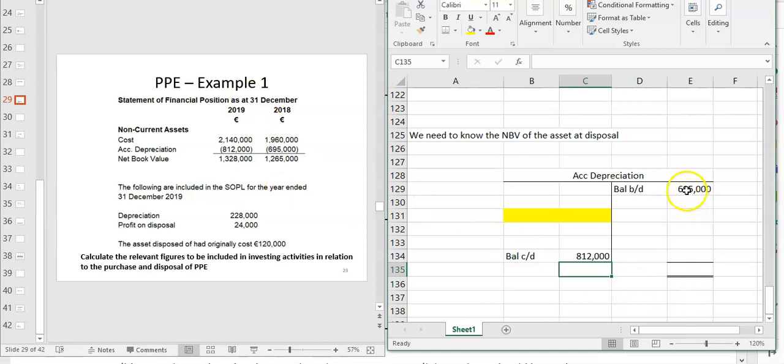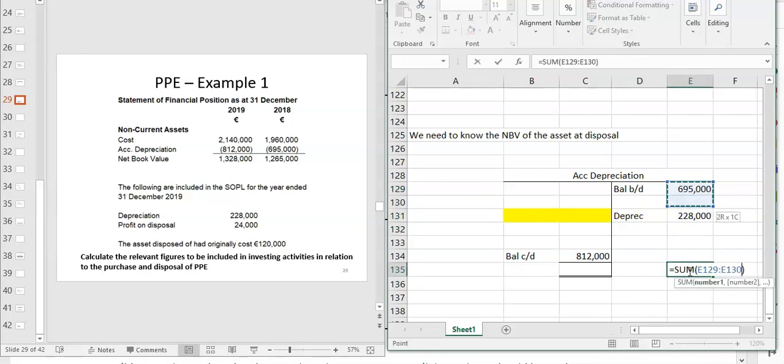So we know 695, 812. We know there was depreciation during the year of 228. That would have increased accumulated depreciation. So see the way you're using the information to solve a puzzle. If we had 695 and 228, the closing balance on accumulated depreciation should have been 923. But actually, the closing balance is only 812.